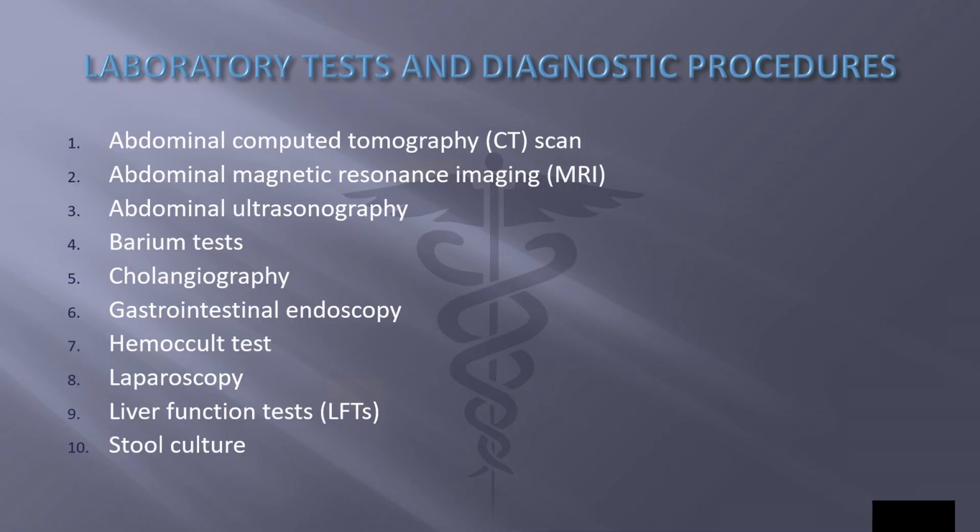Liver function tests, or LFTs, measurement of liver enzymes and other substances in the blood. Enzyme levels increase when the liver is damaged, as in hepatitis. Examples of liver enzymes are ALT, AST, and alkaline phosphatase. High bilirubin or blood pigment levels indicate jaundice caused by liver disease or other problems affecting the liver. And lastly, stool culture. Feces or stools are placed in a growth medium or culture to test for microorganisms such as bacteria.